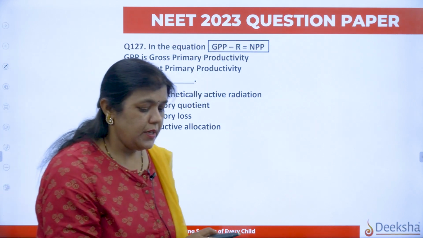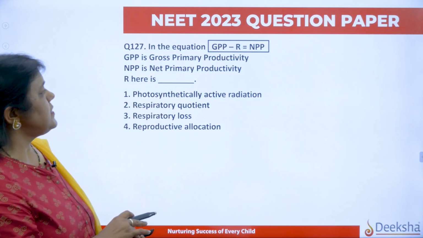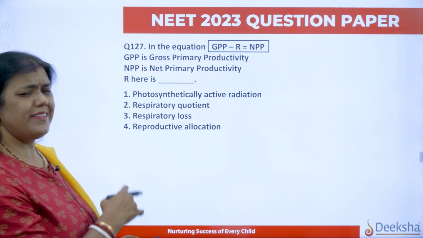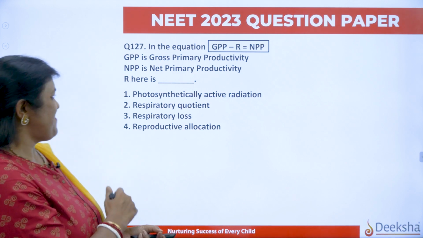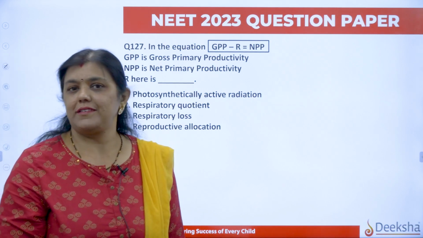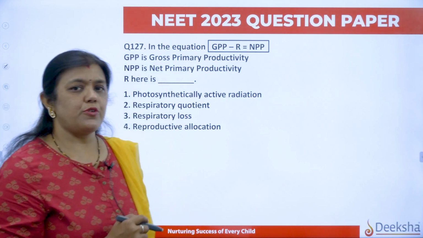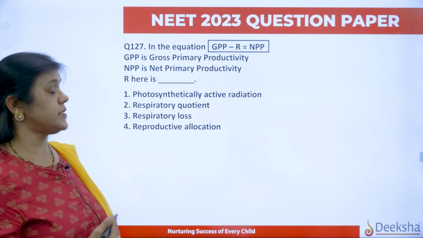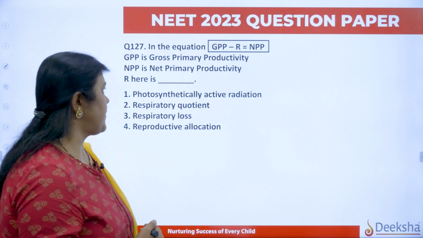In the equation, the question is, GPP minus R is equal to NPP. Okay, here I like it because they've given the full forms of GPP and NPP. You may not get this in your paper because you're supposed to know these NCERT terms. So GPP, they have told what it means over here. It's gross primary productivity.